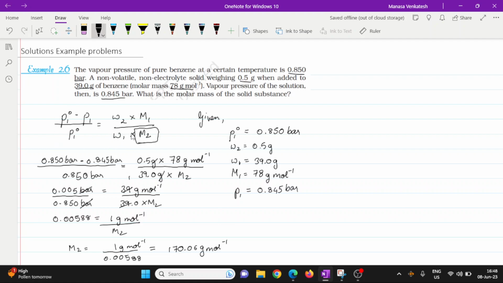Basically, what we're doing in this question is we just use this equation of calculation of relative lowering of vapor pressure, and we just had to substitute it. I think the most difficult part of this particular question is the fact that you need to substitute the right thing, and you also need to do the math right, which, yeah, that's pretty interesting. So that we're done with the example 2.6, and the next video will be continuing with the example problems.